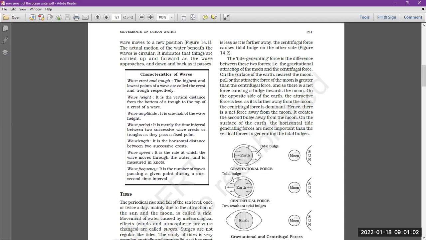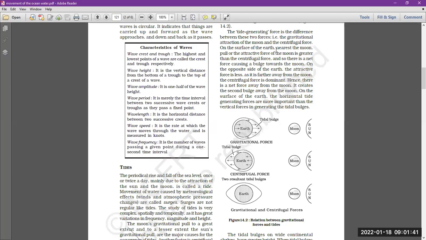Now again the same thing. When we make notes in the copy, first you have to define what you understand by tide, the definition. After that, the forces responsible for the occurrences of tide. The tide generating forces are the difference between two forces: the gravitational attraction of the moon and the centrifugal force.